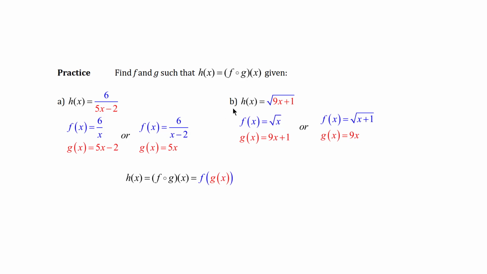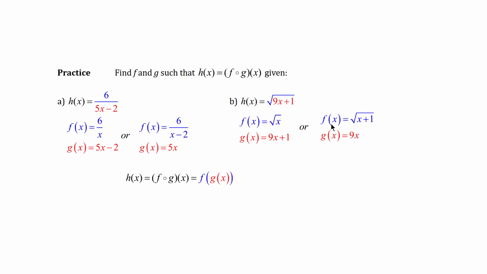For part b, I have f of x equals the square root of x, and g of x equals 9x plus 1. If we do the composition of f and g, we take 9x plus 1, substitute it in for x in the function f, and the result is the equation for h of x. So this one works out.